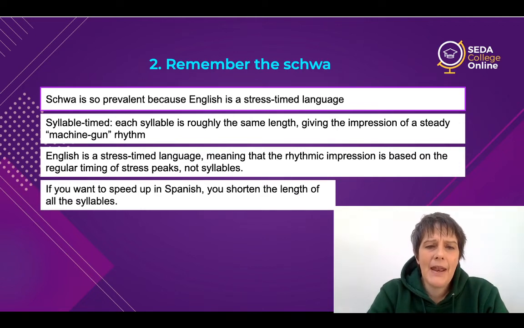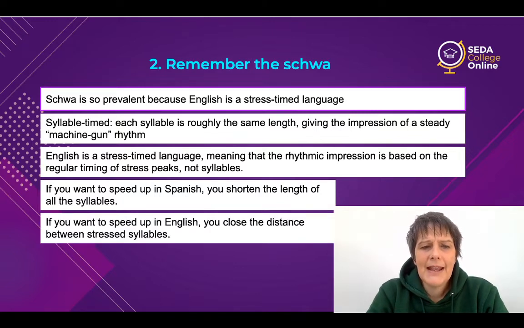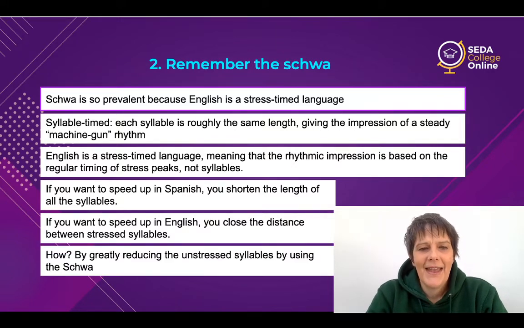So if in Spanish or Brazilian Portuguese you want to speak faster, you have to shove all your syllables in together as quickly as you can. Whereas in English, if you want to speed up, you just sort of rub the syllables out. Just don't say them. That's the easiest way to get through it. And then you replace the syllables that you don't say with a schwa.